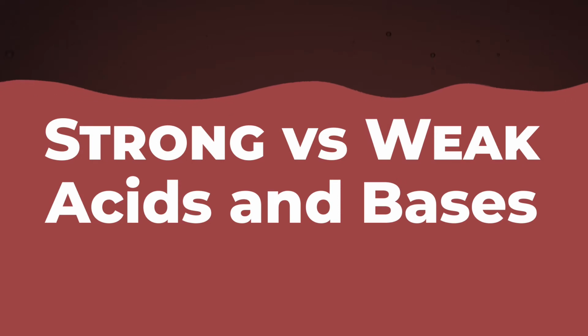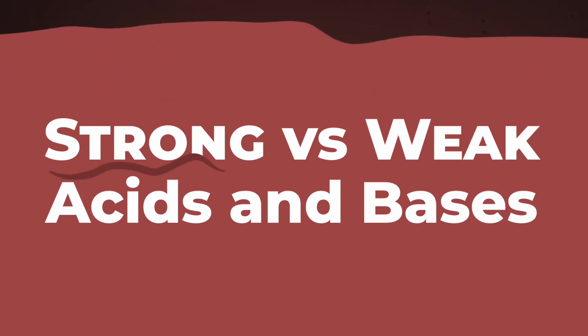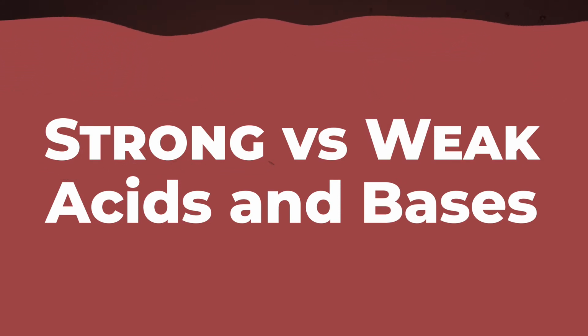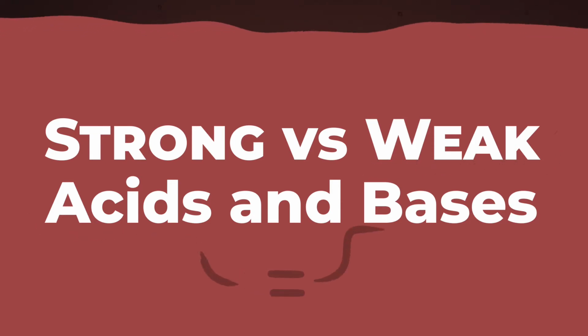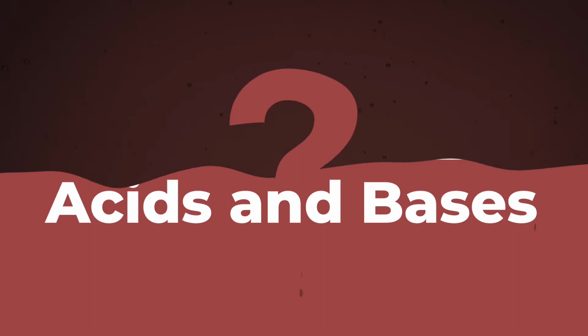Strong versus weak acids and bases. Strong and weak acids are a key concept in chemistry. Strong acids completely dissociate into their ions in water, while weak acids incompletely dissociate. The same is true for strong bases and weak bases. Okay, but what does this mean?